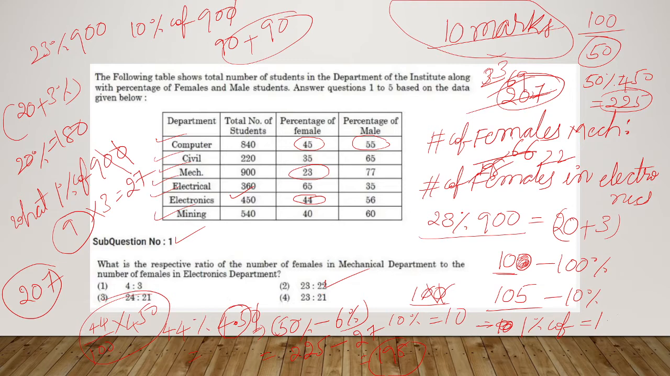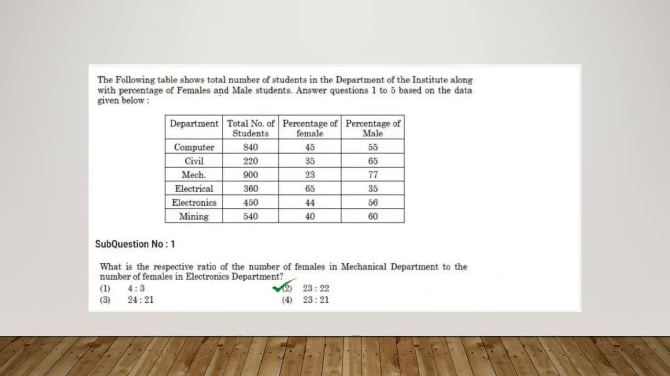Friends, I hope you understand the concept. In data interpretation questions, we should be thorough with percentage calculations. Don't fear the percentage, we just have to understand the percentage concept. This question is totally based on percentage. Next we will go for the next question. The following is the same table, and this is the answer: 23 is to 22.